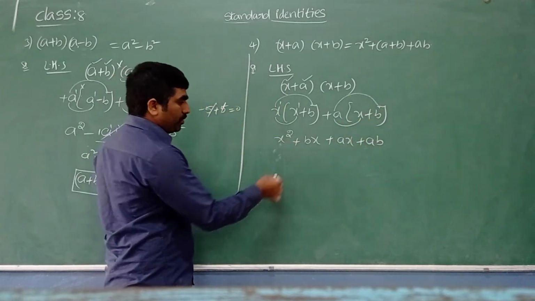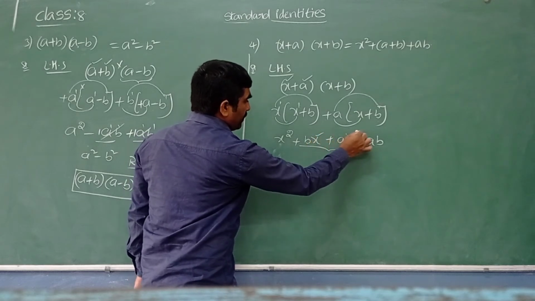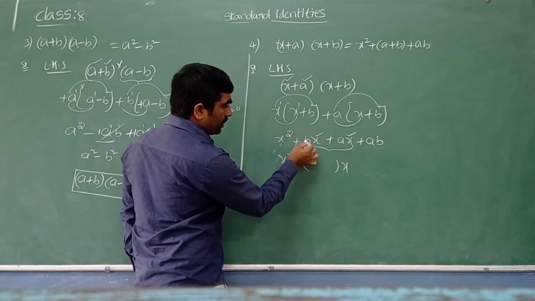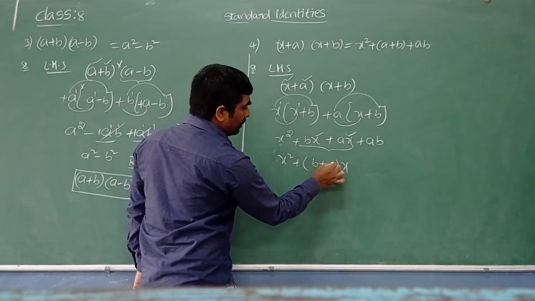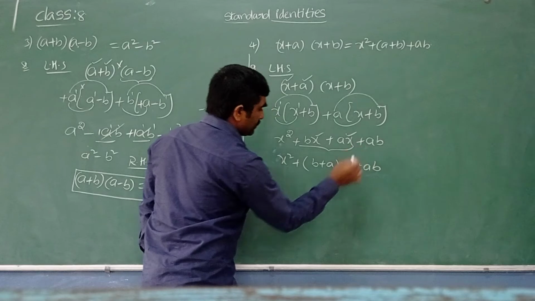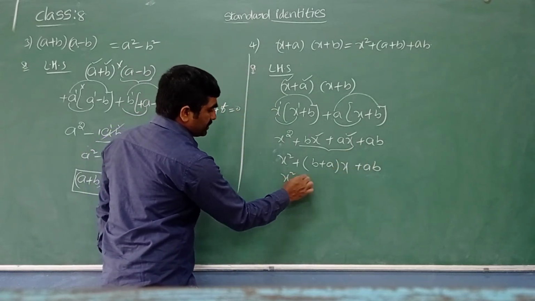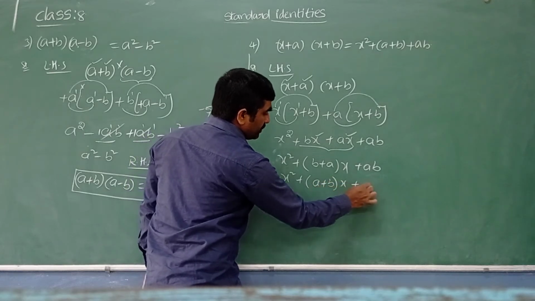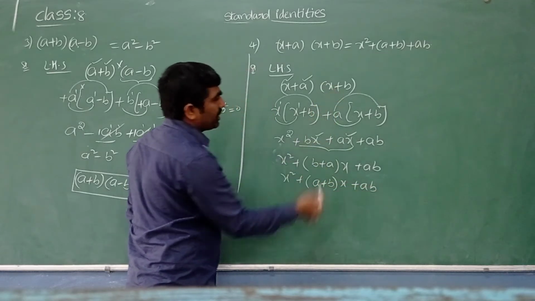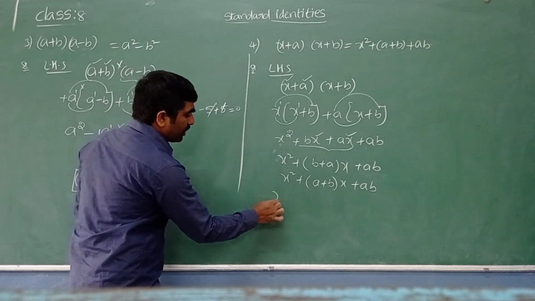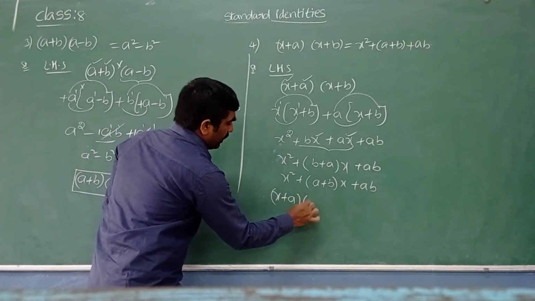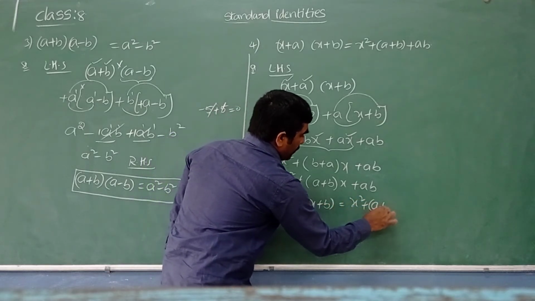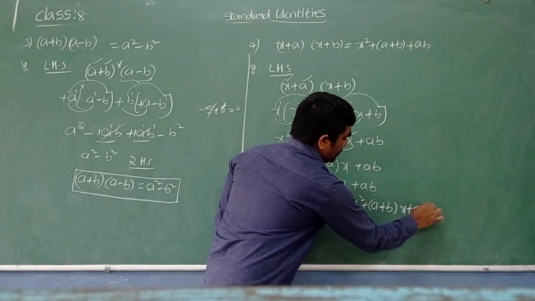If possible, you can simplify more. From these I can see x is the same alphabet. Let us take it common. If I take x common, what is left here? Here b is left, plus here a is left, so a plus b. More simplified means x² + (b + a)x, we can write a + b also. Both are correct in case of addition. Yes, it is exactly the RHS. Therefore, I can say (x + a)(x + b) is equal to x² + (a + b)x + ab.